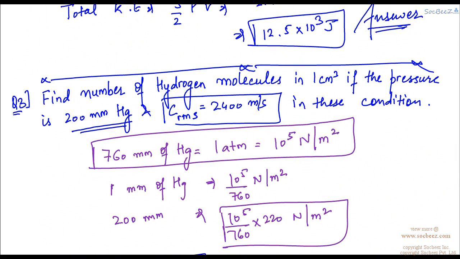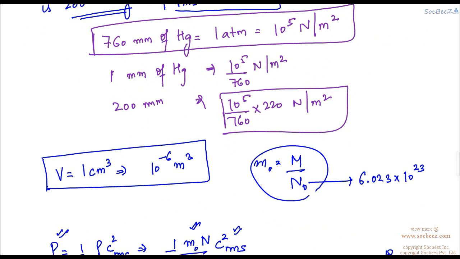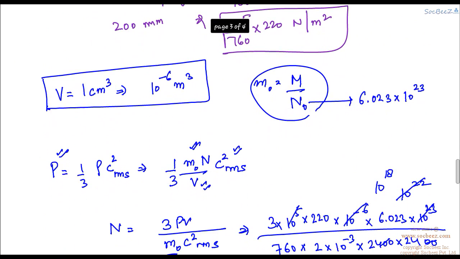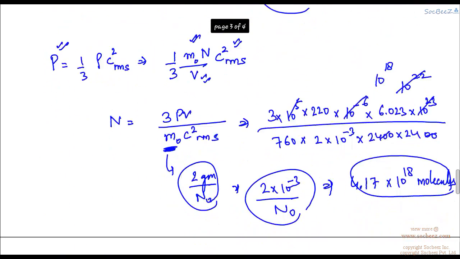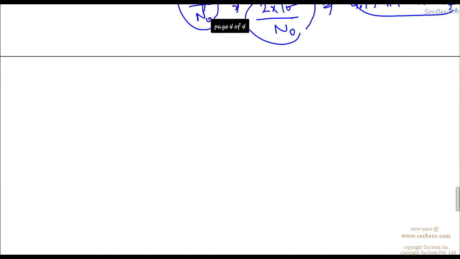So in this question we used the formula for pressure, which depends upon the density of the gas into C square RMS. The pressure was given in terms of mm of Hg, then we learned the concept that 760 mm of Hg is equal to 1 atmospheric pressure, so we converted this into SI units. The volume given to us was 1 cm cube, so we tried to find the total mass of the gas present. Using that we found the density and we could solve for the total number of molecules present.